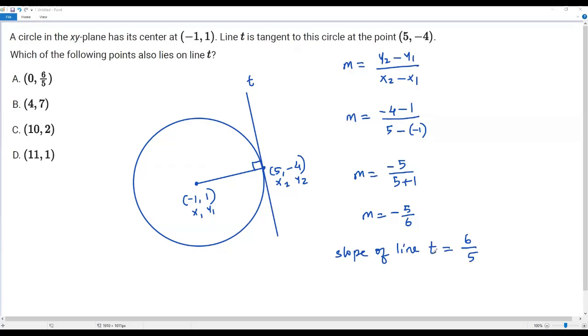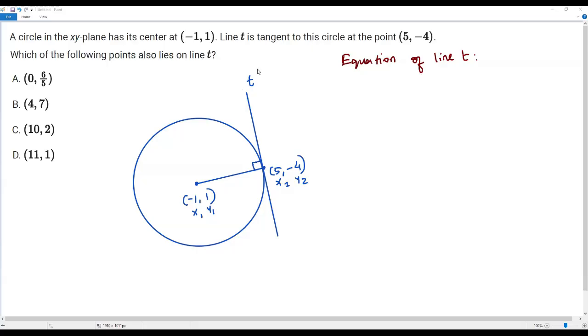So now I can write the equation of line T in slope intercept form, and here we have the slope, that is 6 over 5. Okay, now let me erase this stuff and continue the problem. Now let's get the equation of line T in slope intercept form, that is y = mx + b. Just now we got the slope of line T, that is 6 over 5. So we can plug in the slope 6 over 5 for m times x plus b.